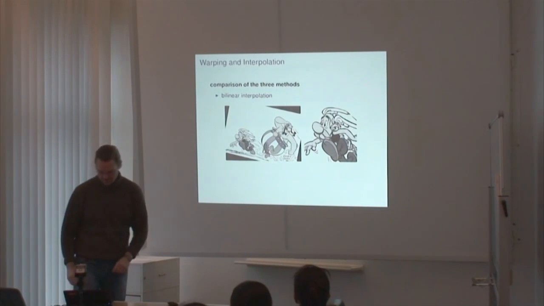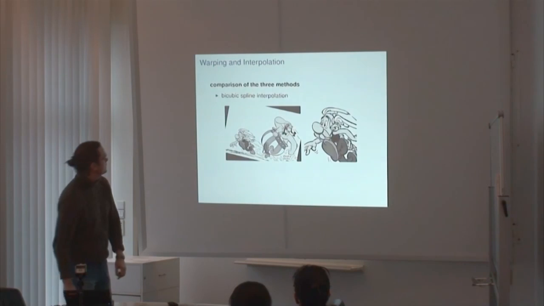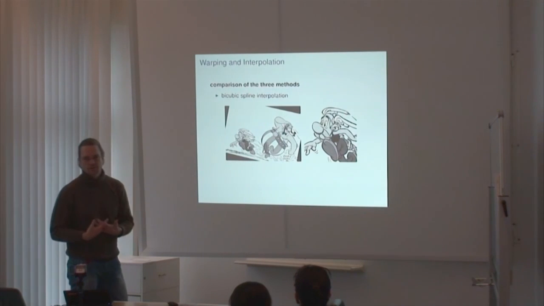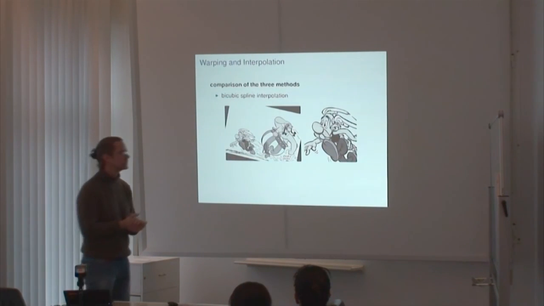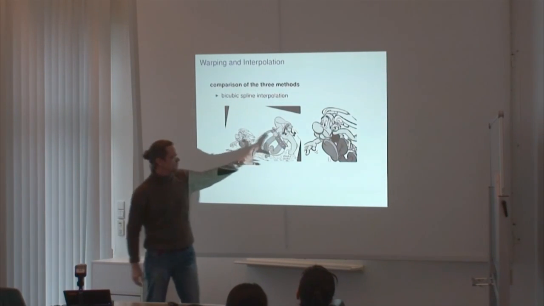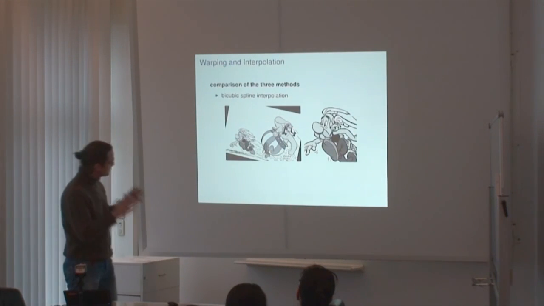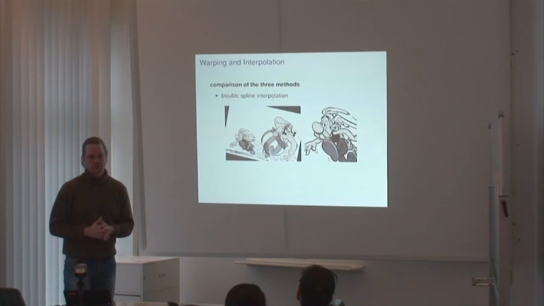Focus on the image on the right. Bilinear, bicubic. Do you see a difference? It's much sharper. It's much sharper, right? So once again, this is the result we get from bicubic spline interpolation. It looks really good. I guess we can agree on that, right?